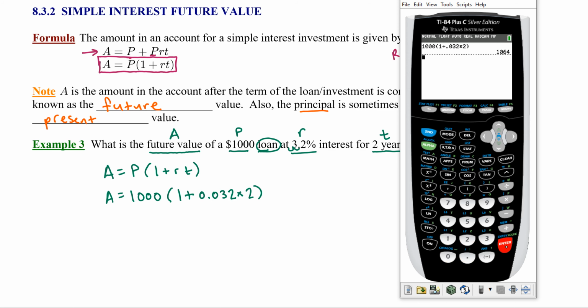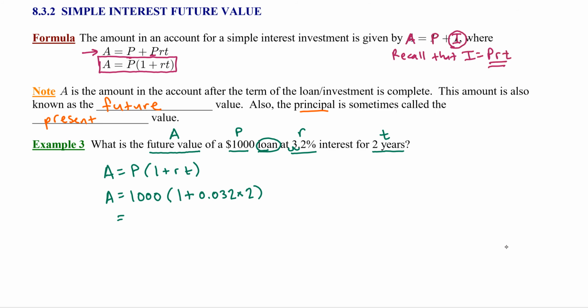So the future value of the loan is $1,064. Okay, what that means, we've borrowed $1,000. So after 2 years, we're going to owe not only the $1,000 that we initially borrowed, but an additional $64 for interest. So our loan will have grown to a $1,064 debt that we owe.